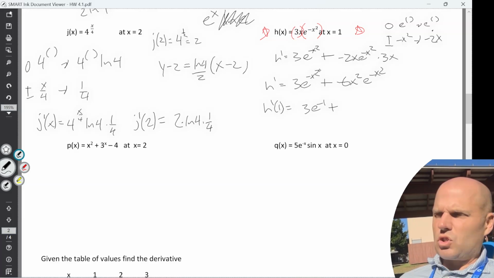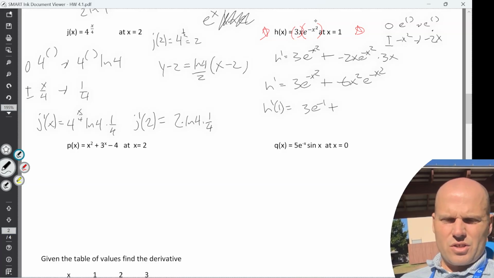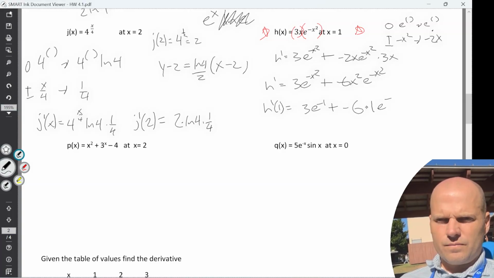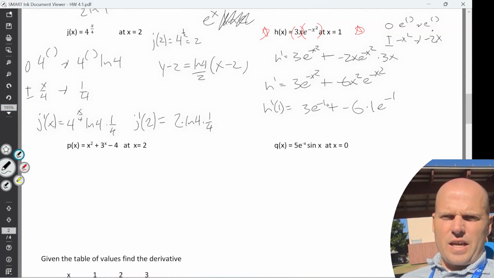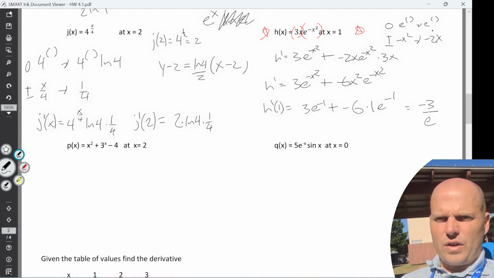Okay, plug in 1. You square it first, then take the opposite of it. This order of operations is 1 squared, make it negative. A lot of people make mistakes on that. So I have 3 e to the negative first minus 6 e to the negative first. That's negative 3 over e.